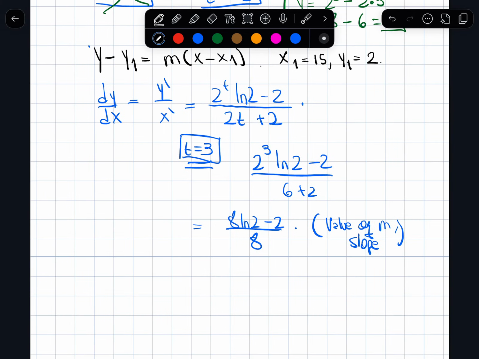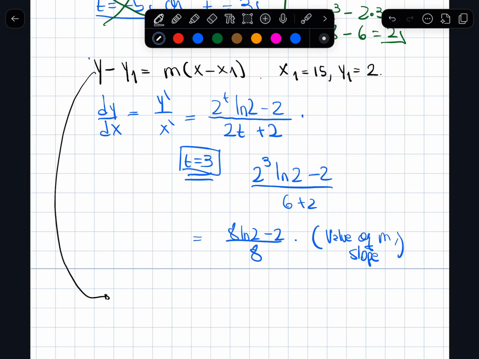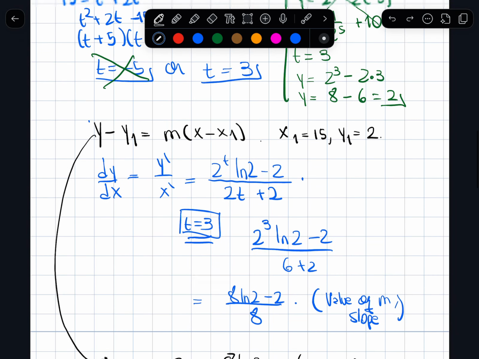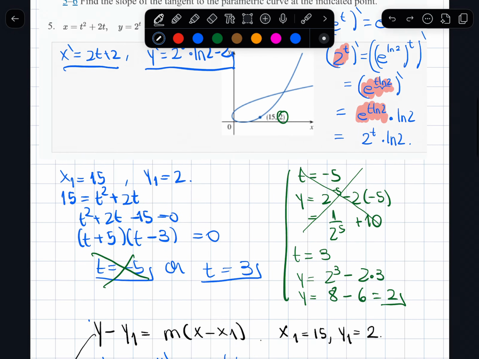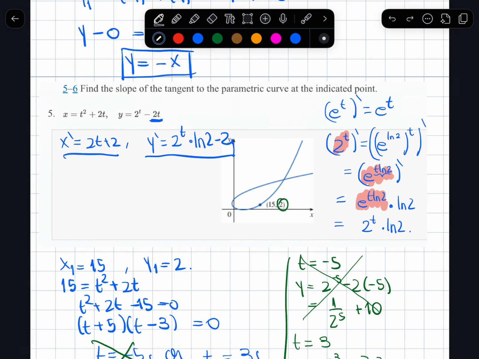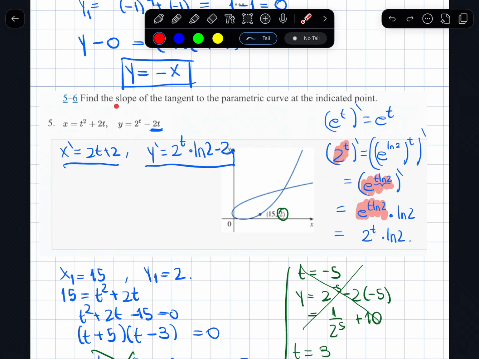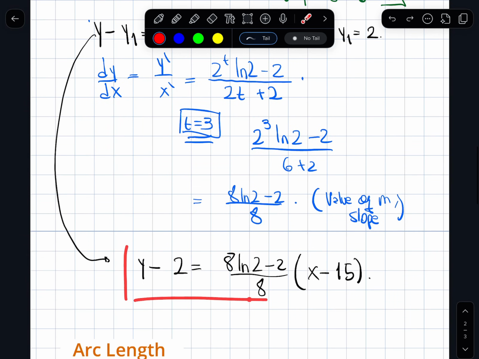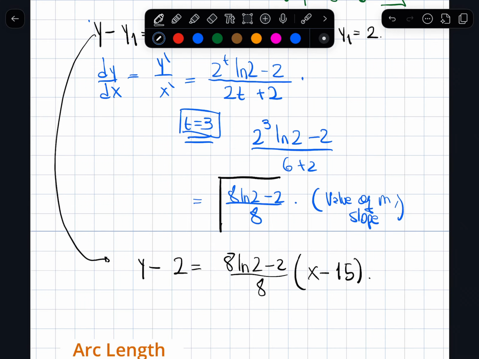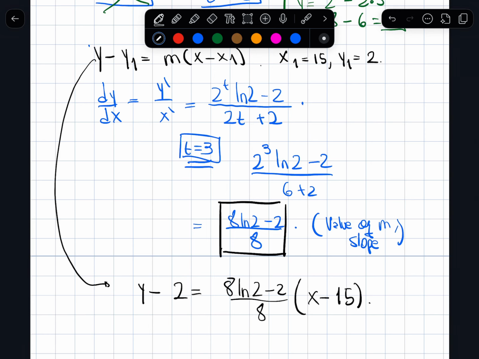So I can go back and turn this into y minus 2 equals 8 natural log 2 minus 2, all that over 8 times x minus 15. And now, of course, I could expand this and make it into slope-intercept form, but I'll go back to the problem and see if that's what the problem wants. Does the problem want the equation in slope-intercept form or not? The problem didn't even want the entire equation, just wanted the slope. So I didn't have to actually go ahead and write this in black right here. The answer was just that. Okay, so I'm going to stop right here, and I hope you're able to understand what I did.